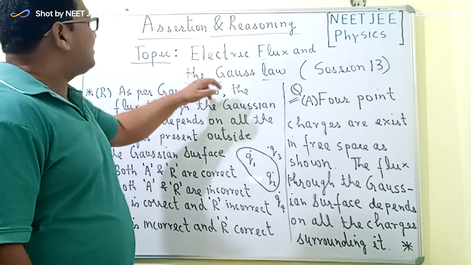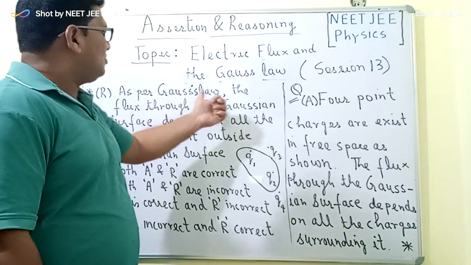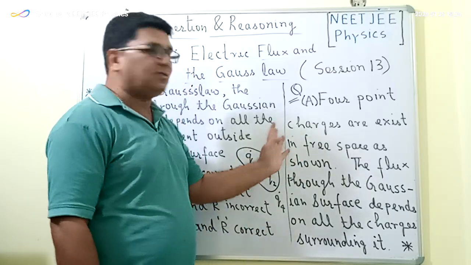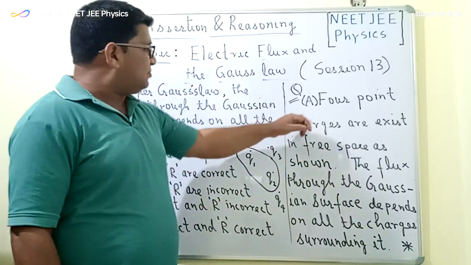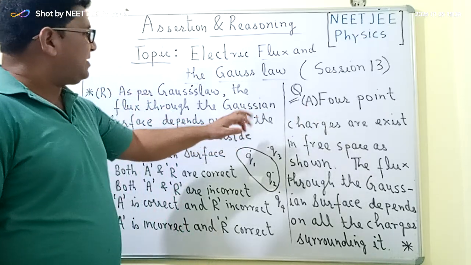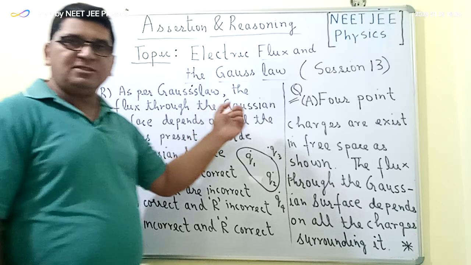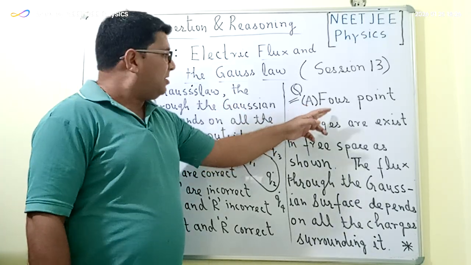The topic is the electric flux and the Gauss law. Based on this topic, I have framed one question for this session, which is written here on this board. This question consists of two statements. One is the assertion, and the other one is the reasoning. And reasoning is basically the statement which supports the assertion.